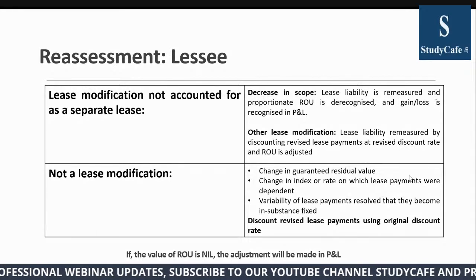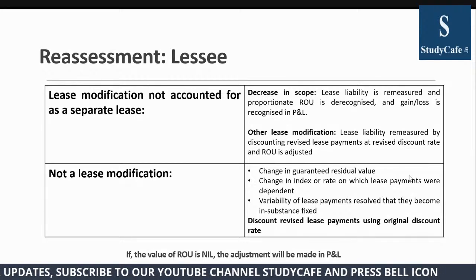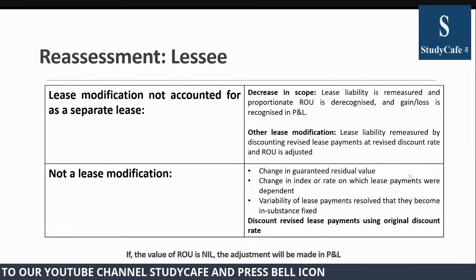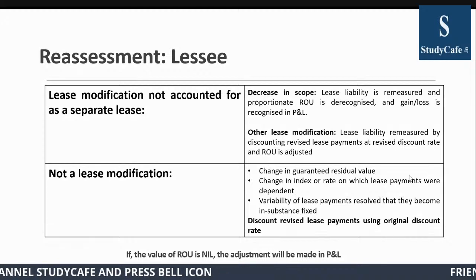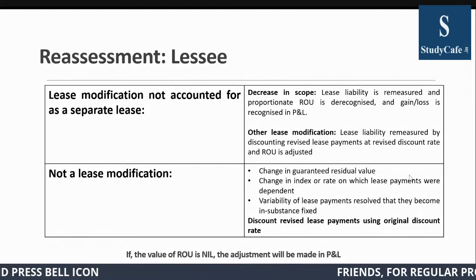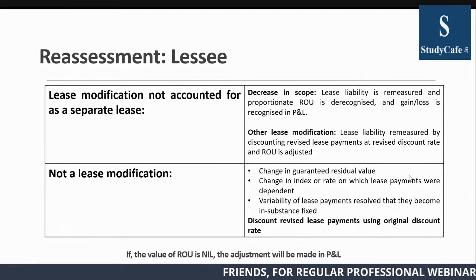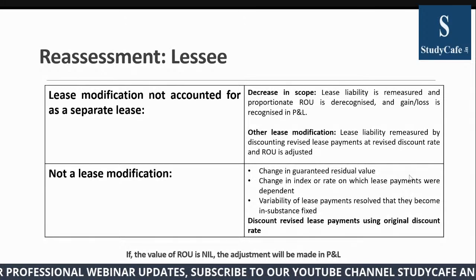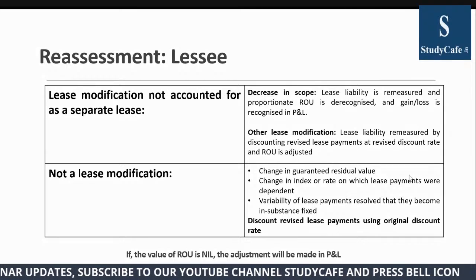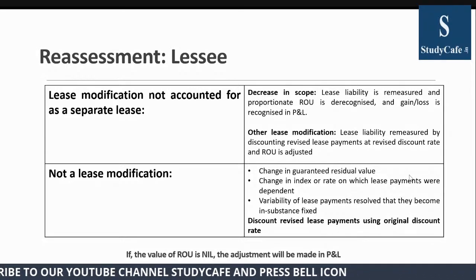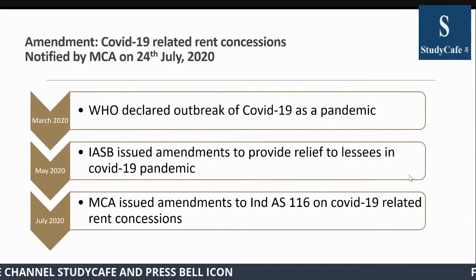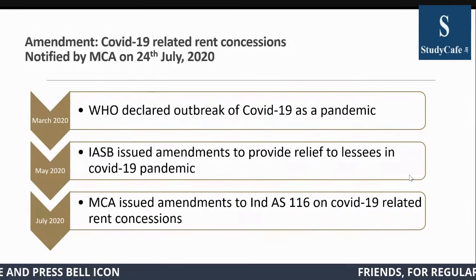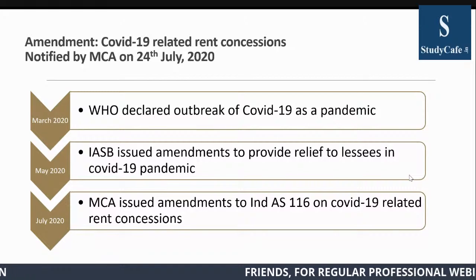So regarding this, there has been an amendment brought on 24th July 2020. Day before yesterday, Alok sir took the session on the overview and amendments, and he talked about all the amendments very comprehensively, right? But he told all of you that any amendment regarding Ind AS 116 will be considered in this session. So on 24th July, MCA notified an amendment, and what was the amendment for? It was for COVID 19 related rent concessions.